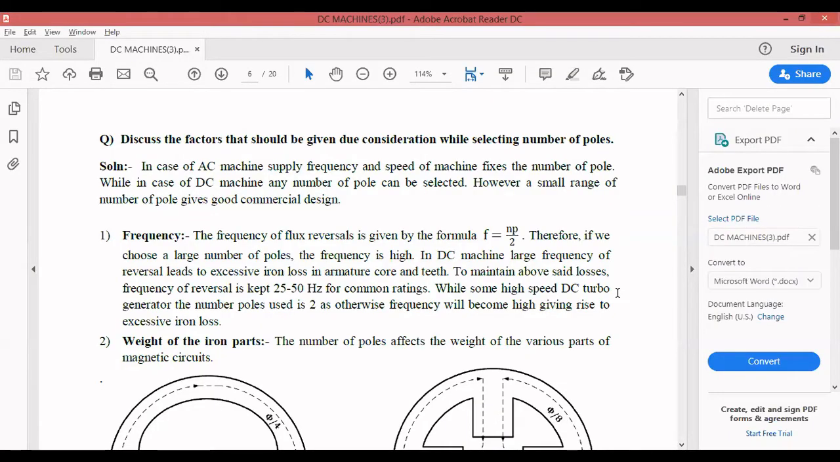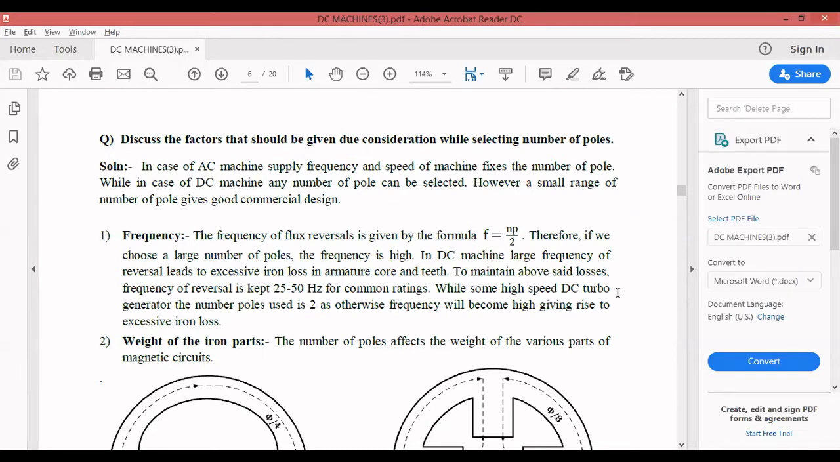Next question, a usual question they'll ask, a very important question. They'll ask for theory for 10 marks: discuss the factors that should be given due consideration while selecting the number of poles. What are the factors you are going to consider for selecting the number of poles, whether you have to go for a higher number of poles or a lesser number of poles?